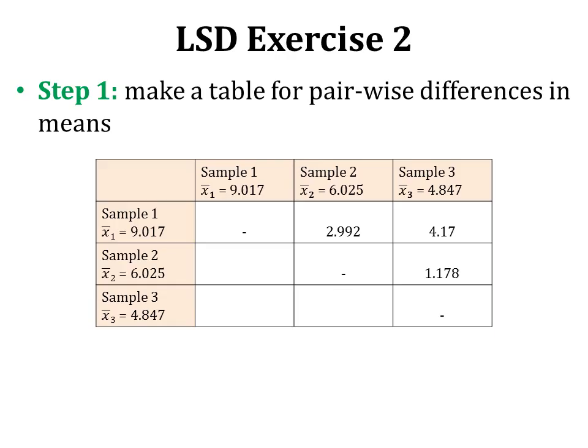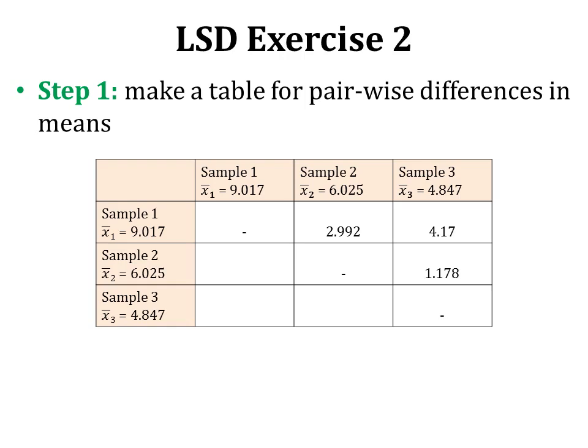So in step number 1, we are going to make a table for pairwise differences in means, right? The first pair is sample number 1 and 2, and the difference between 9.017 and 6.025 is 2.992. Then we have our second pair, sample number 1 and 3, and the difference between 9.017 and 4.847 is 4.17, right? And then our third pair, and the difference between their mean values is 1.178, which is the difference between 6.025 and 4.847, right? So this is our first step.